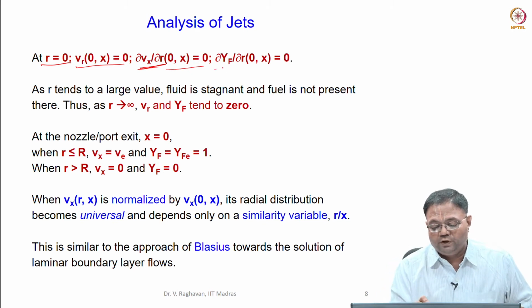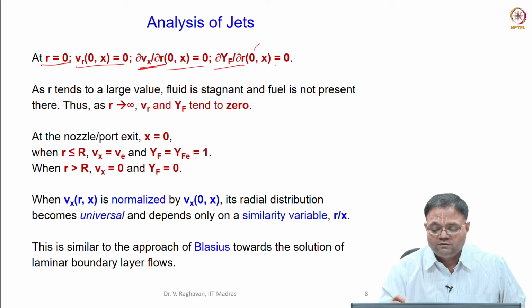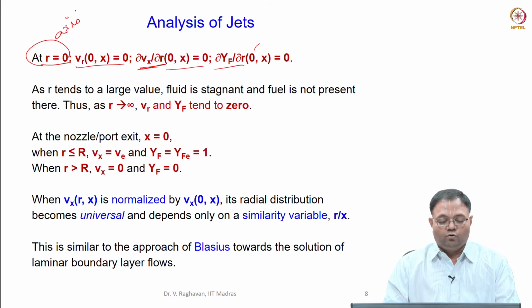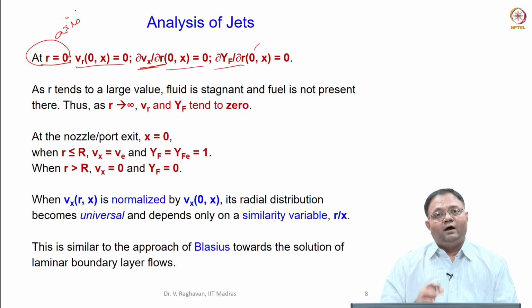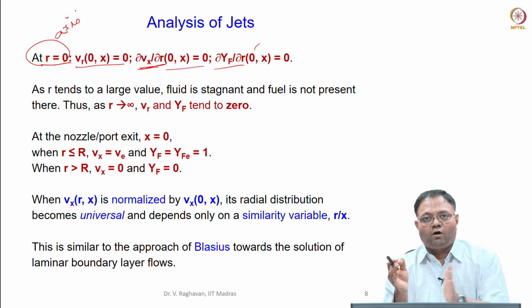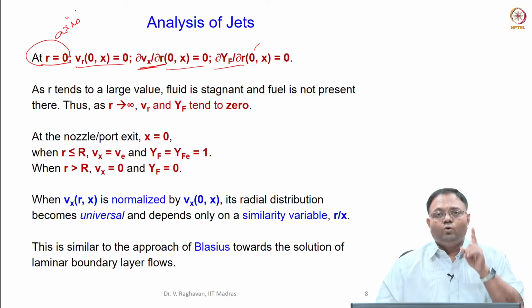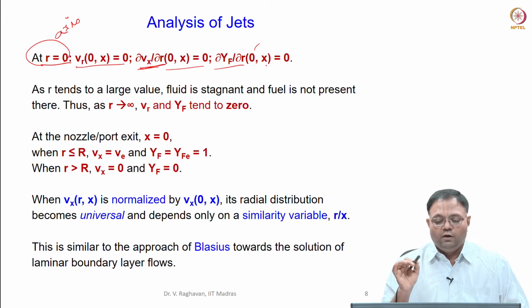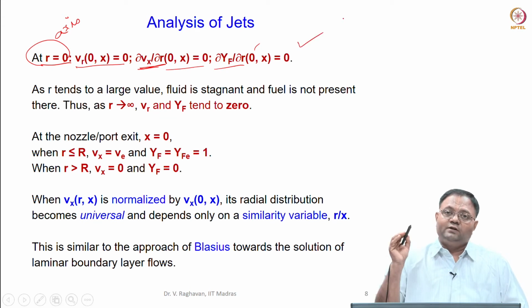Then similarly, the radial gradient of Yf at the axis at any x will be equal to 0. So, these are the conditions at the axis, that is r equal to 0: the radial velocity is 0 there. Otherwise, radial velocity will be there at other locations. Radial velocity need not be 0, but at the axis, due to symmetry, this should hold, and again due to symmetry, the gradients of the other variables should be equal to 0 in the radial direction at r equal to 0. So, this is one of the boundary conditions, fixed at r equal to 0.